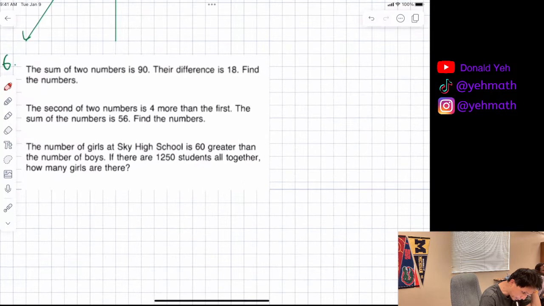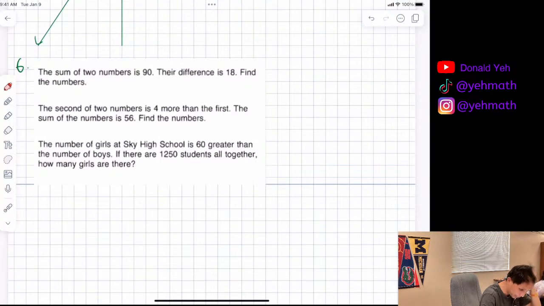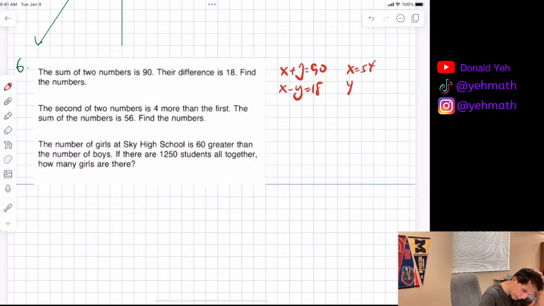As far as those questions go, you need to set up the system of equations. So this is x plus y equals 90 and x minus y equals 18. If you solve for it, it'll be 2x equals 108, x equals 54, and y is equal to 36. Set up the system of equations. You have to learn how to set it up.